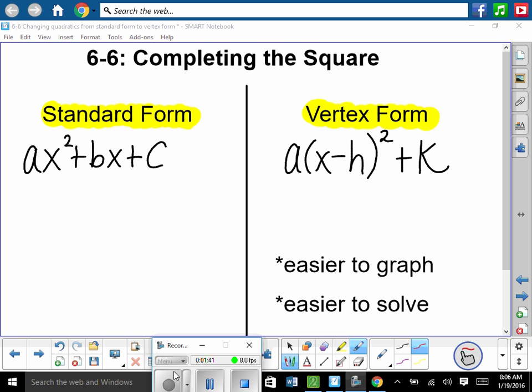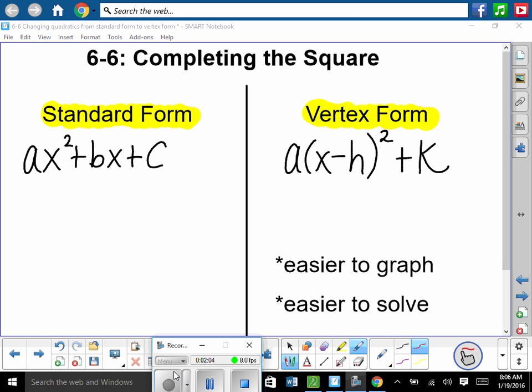Today we're not going to get into what each of these things mean. You're just going to take it from standard form to vertex form. And then later on we'll learn what this all means. But why do we care? Like, why do we want to change something from standard form to vertex form? Well, first of all, it's way easier to graph. Second of all, it's easier to solve.